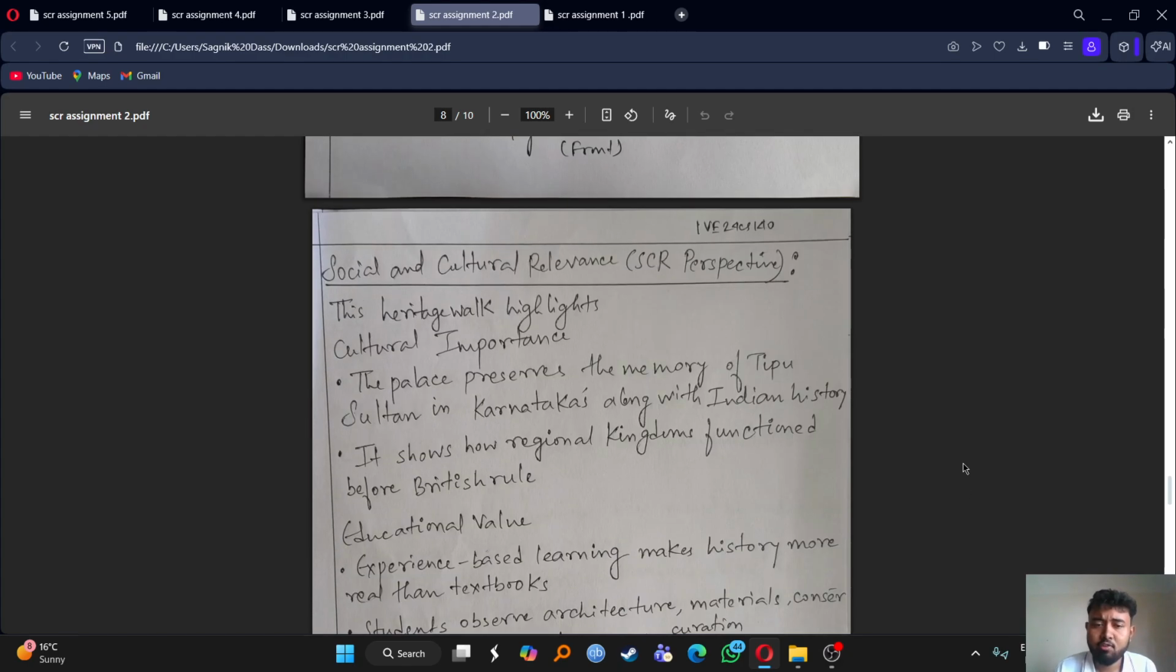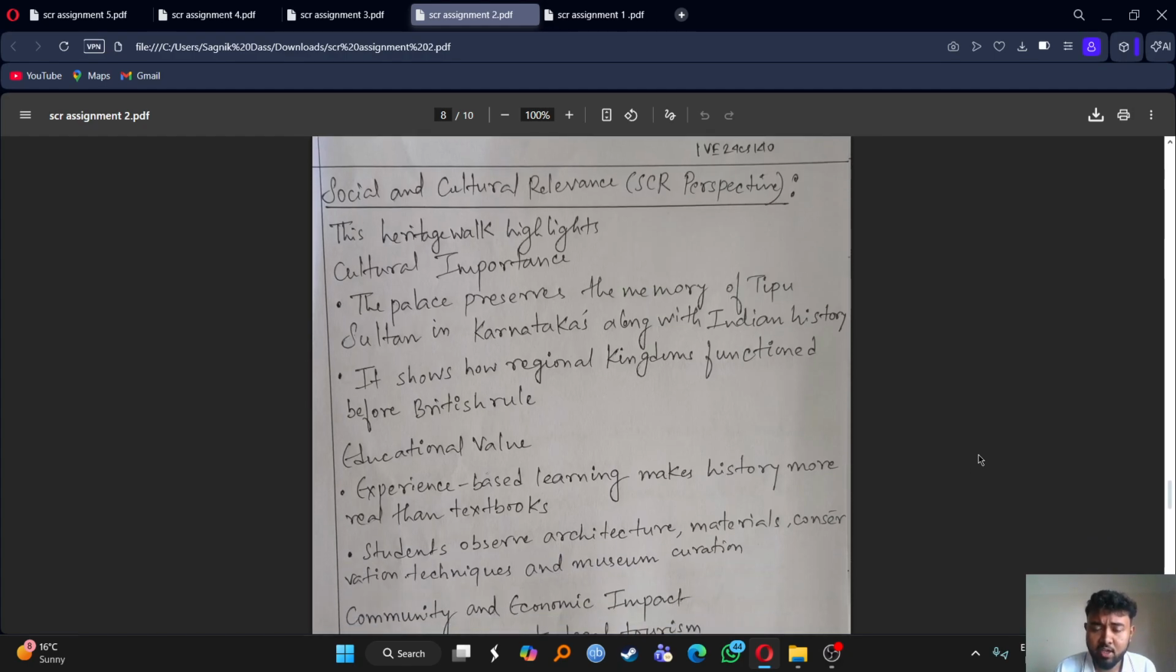Social and cultural relevance. It's very relevant in Karnataka's culture. Tipu Sultan was the reigning king of Mysore. So he has cultural prevalence in Karnataka's culture and social relevance. Obviously, it has a high relevance.